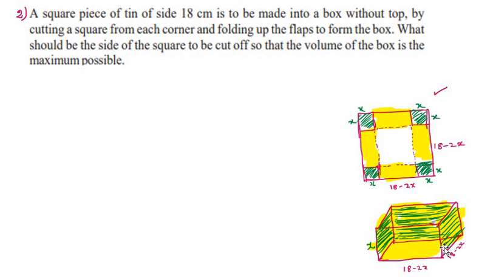That becomes the length and the breadth of the box, and the height will be what? The side of the square, which is cut off from this one. Understood? Now the question is, what should be the side of the square to be cut off so that the volume of the box is maximum possible? Therefore, the volume of the box must be maximum possible. Okay, first you make some assumption and given, then we'll go for what function to be maximized.